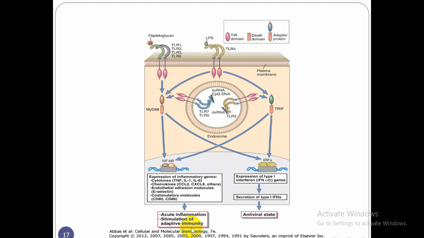The other result of activation of toll-like receptors is the production of interferon alpha and interferon beta. You know that interferon alpha and interferon beta belong to type 1 interferons, and they could show antiviral responses. So the result of activation of toll-like receptors by PAMPs is a production of acute inflammation or an antiviral state.